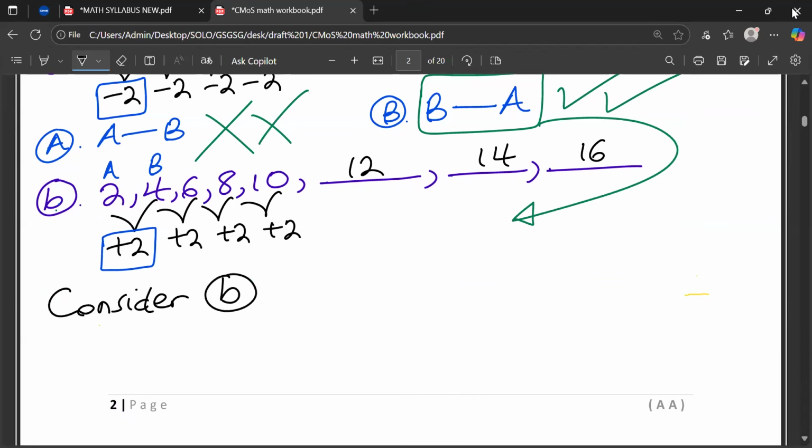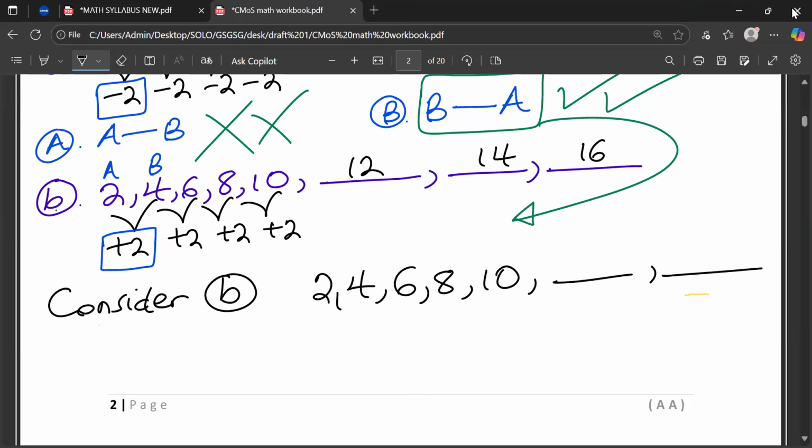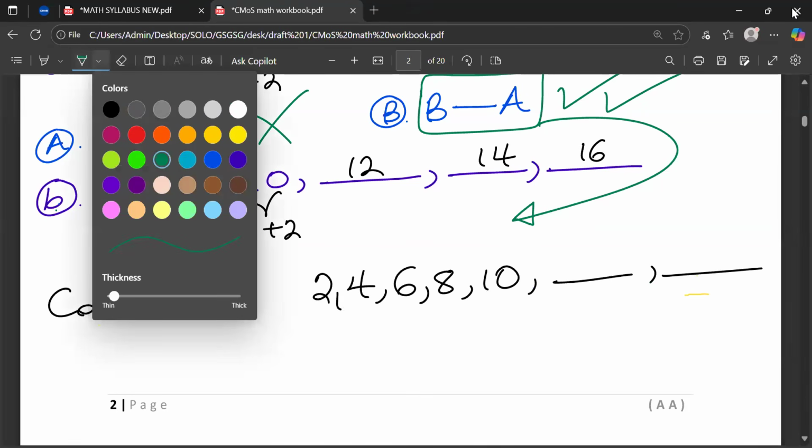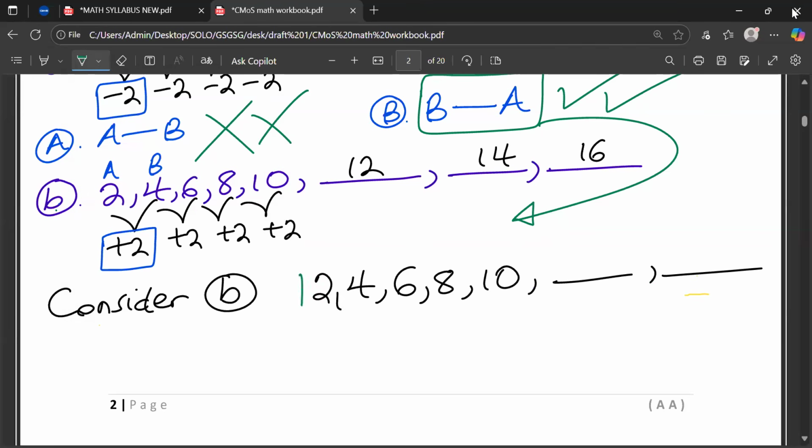Now, let me consider this second one. 8 to 10. Now, we said this one was the first term. Now, who can tell me how to call this without calling it the second term? Who can tell me the name of the 4 without calling it the second term?